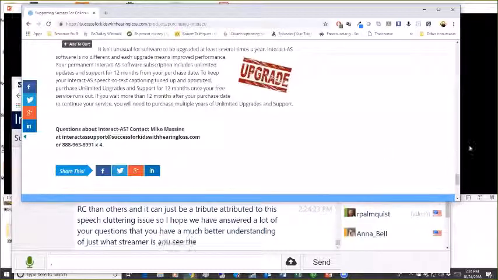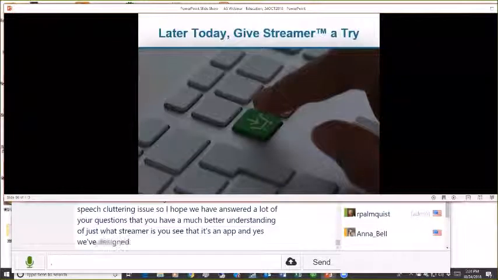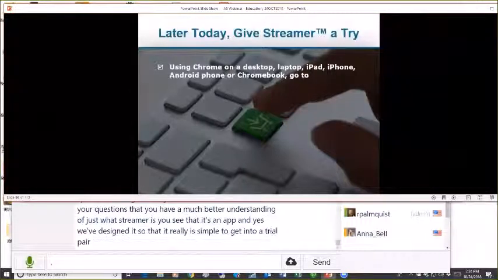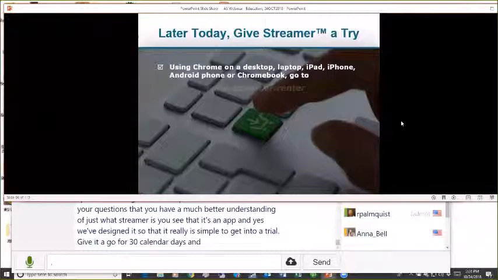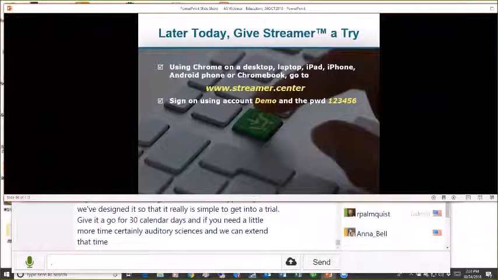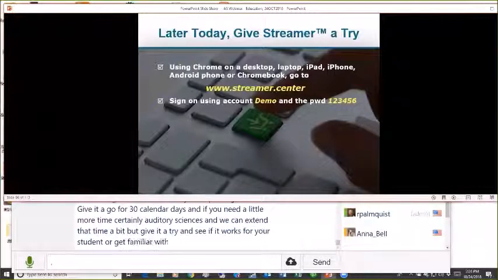You see that it's an app, and yes, we've designed it so that it really is simple to get into a trial period. Give it a go for 30 calendar days, and if you need a little more time, certainly contact Auditory Sciences, and we can extend that time a bit, but give it a try and see if it works for your student, or get familiar with the equipment.